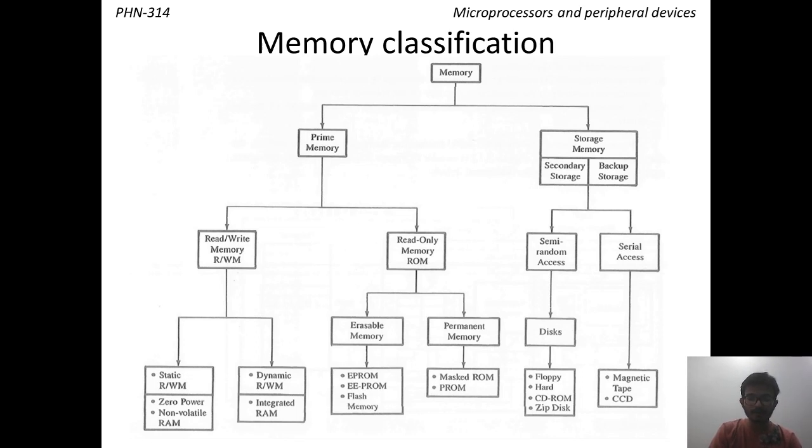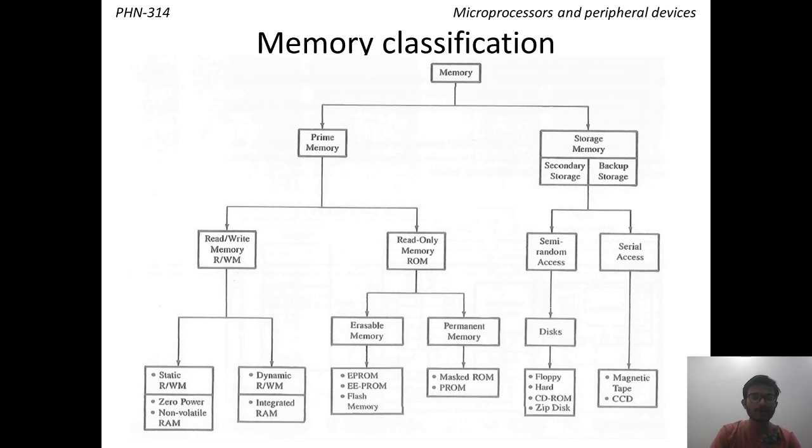The microprocessor can write into and read from this memory, popularly known as RAM. This memory is volatile and is further divided into two parts. The static RAM, the static read and write memory, is made up of flip-flops and it stores the bit as a voltage.